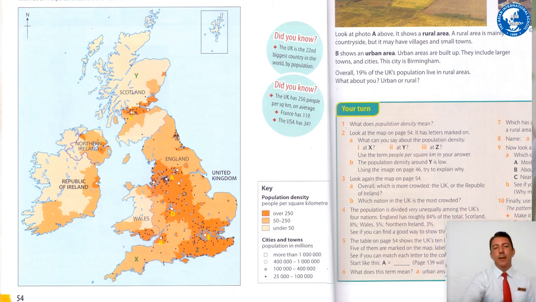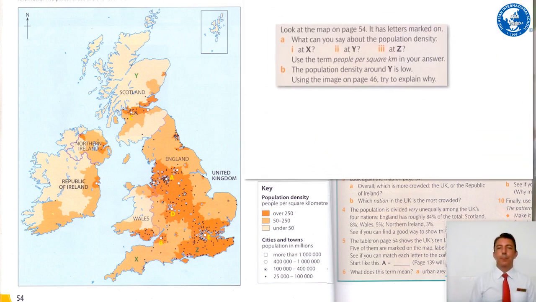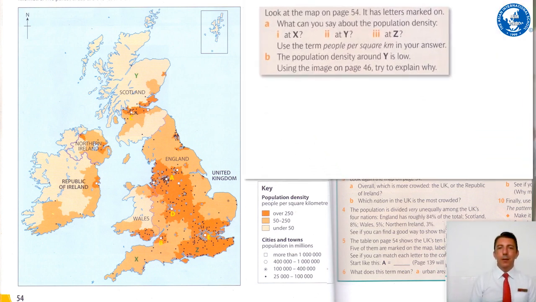So, using that key and the map, let's answer a question. Looking at the map, it has letters marked on it. What can you say about the population density at X, Y, and Z? You're going to use the term people per square kilometre in your answer. So pause the video now, and when you have your answer, we will check.